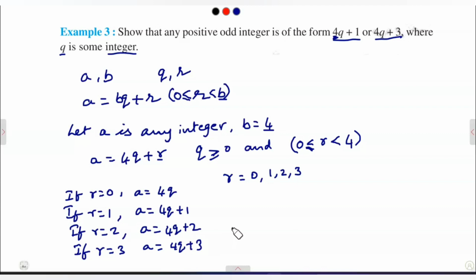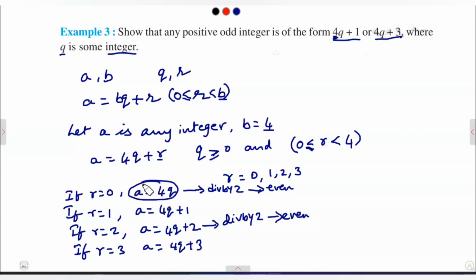Right? Now what happens? If a is equal to 4q, it is divisible by 2. Definitely it is divisible by 2. That means it is even. 4q is even. Now 4q plus 2 is also divisible by 2, so it is also even. So what do you understand? a equal to 4q is even and a equal to 4q plus 2 is also even. So the remaining two numbers, these two, are positive odd integers.